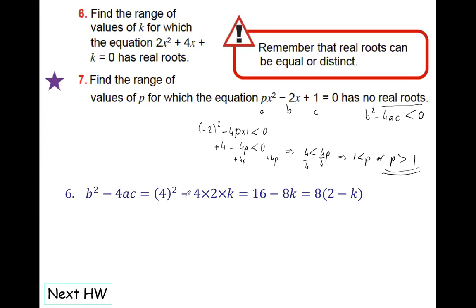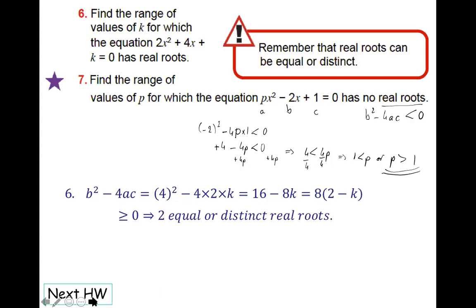So you calculate b squared minus 4ac, you keep c as k here, and you end up with 16 minus 8k. And you can factorize 16 minus 8k because you've got your highest common factor here, 8. 8 times 2 minus k, which is 16 minus 8k. And when is this positive or equal to 0?